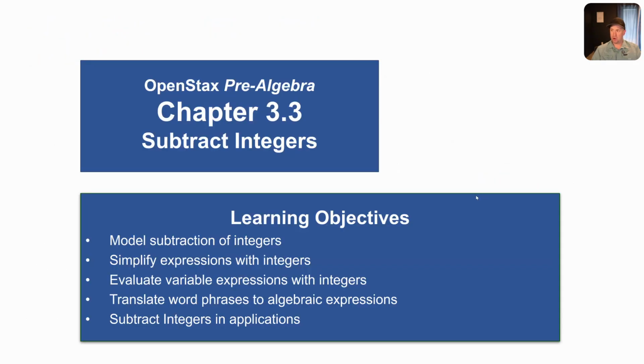So to recap the learning objectives for this presentation, we looked at modeling subtraction of integers on the number line. In other words, we applied the two rules. Rule 1 will decrease our value. Rule 2 increases our value, right on the number line or left on the number line. Second, we looked at simplifying expressions with integers. Third, we looked at evaluating variable expressions with integers by substituting a number for a variable. Then we looked at translating word phrases like "find the difference of two numbers" into algebraic expressions. And then finally, we looked at some application type problems, word problems, for that.